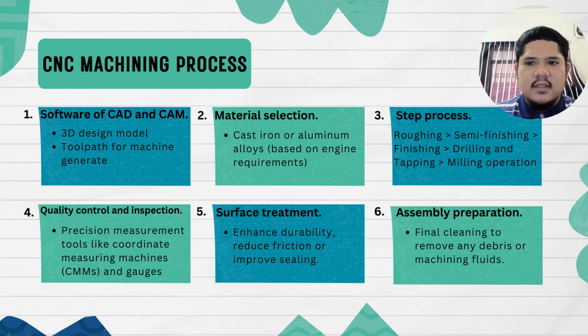Lastly, we have final assembly preparation. The engine block needs to undergo final cleaning to remove any debris or machining fluids to prevent damage or contamination during the subsequent assembly process. So, using CNC machines for engine block manufacturing can meet precise specifications for performance, reliability, and longevity of the product. Each step requires careful planning, programming, and execution to achieve the desired results efficiently and accurately.